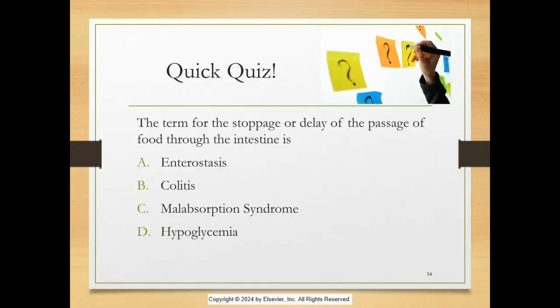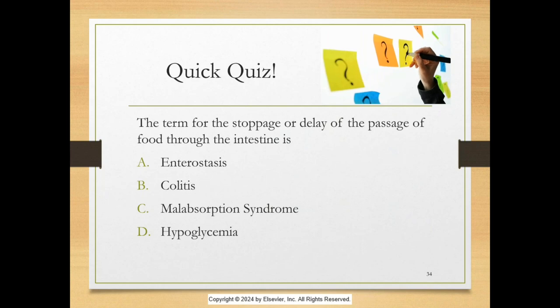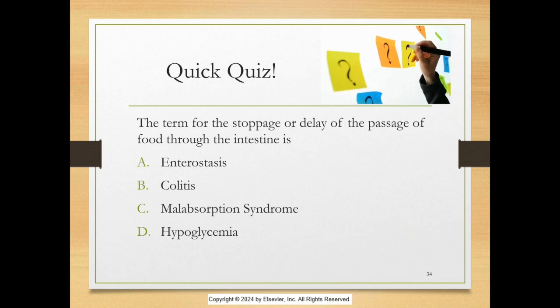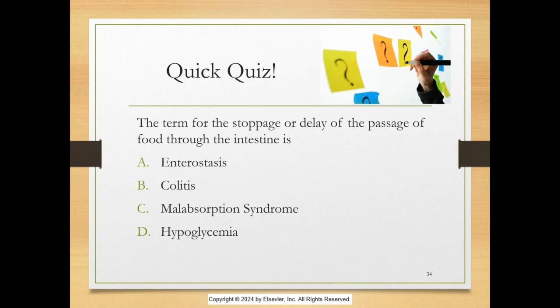Now, it is quiz time. The term for the stoppage or delay of the passage of food through the intestine is A. Enterostasis, B. Colitis, C. Malabsorption syndrome, or D. Hypoglycemia? Who knows the answer?